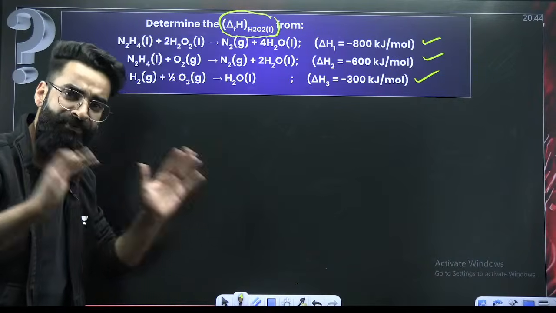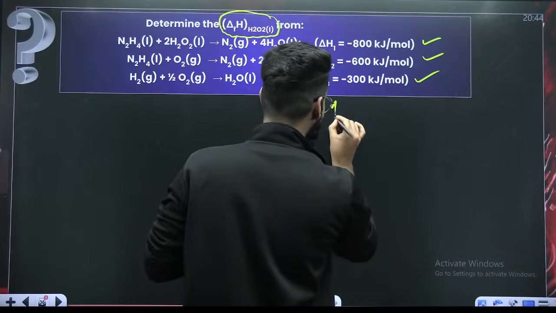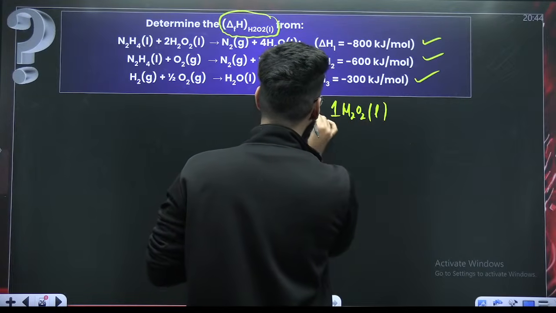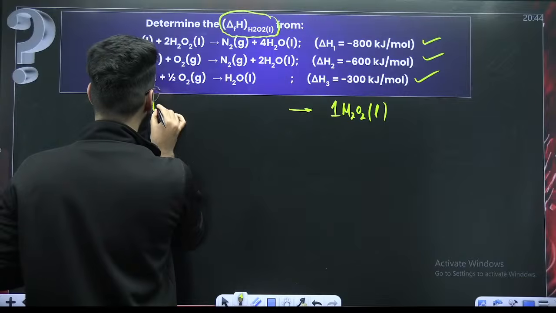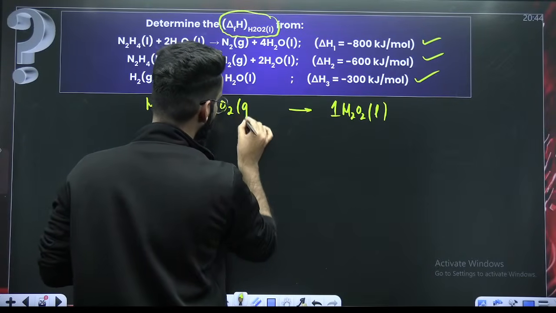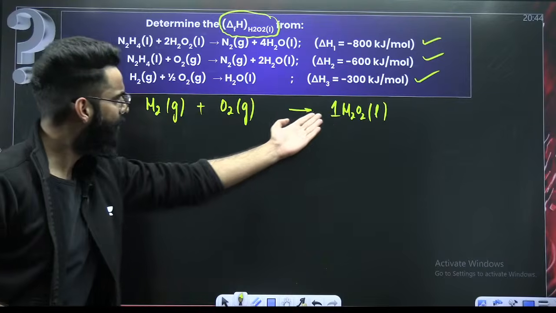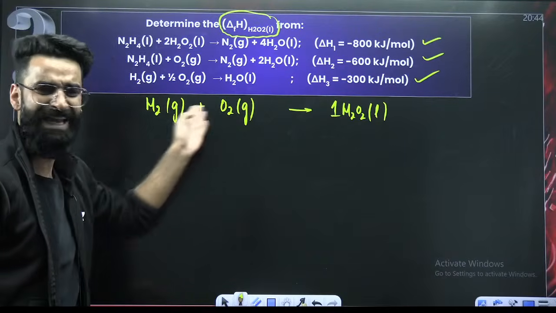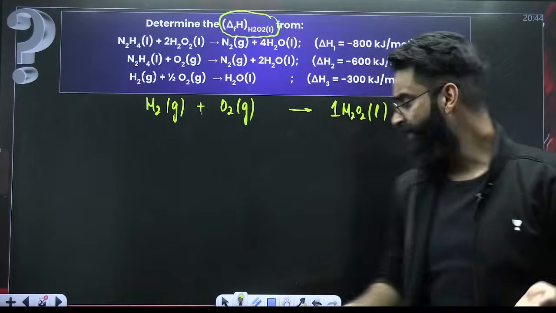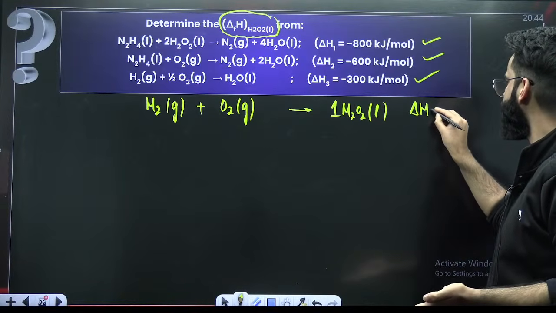In order to write the formation reaction of H2O2, one thing has to be in my mind: 1 mole of H2O2 has to get formed from its constituent elements, which must be present in their standard states. Look at this reaction. 1 mole of H2O2 is getting formed from its elements which are present in their standard states. So this is the formation reaction of H2O2, whose delta H is to be calculated.